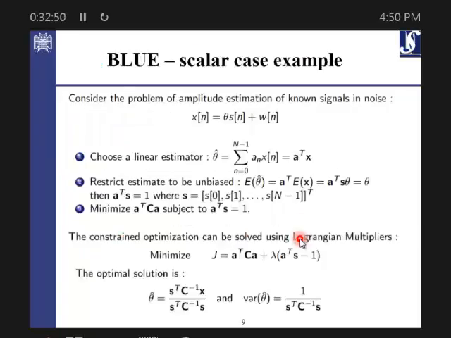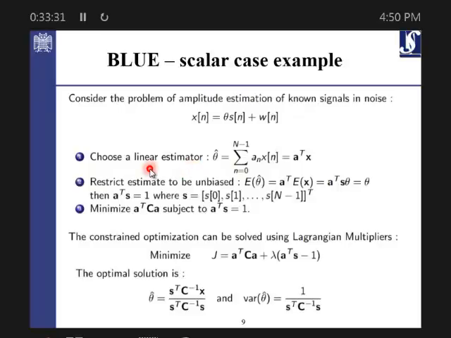Let's see an example. We have a signal x of n, and this signal has a relation with the clean data, for example, s of n times some amplitude theta, and there is an additive noise, w of n. Here we are looking for just the amplitude estimation. So we assume the only thing which is unknown is the amplitude of s of n, and we are looking for this theta. And w is white Gaussian noise with zero mean and some variance, sigma squared.